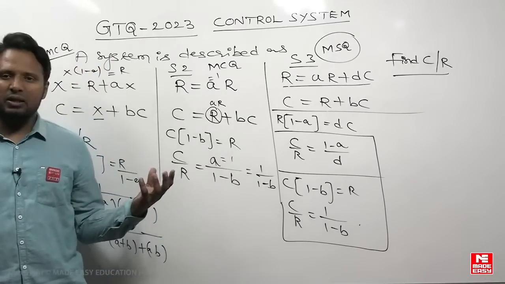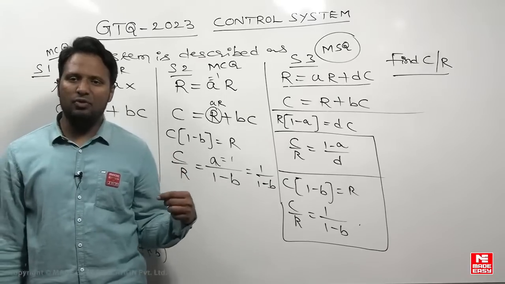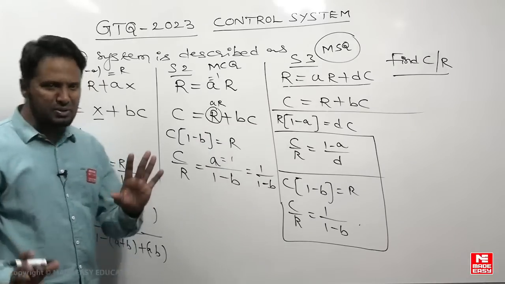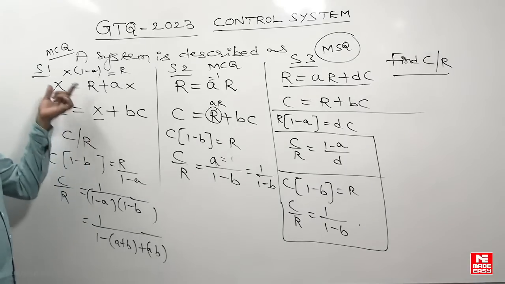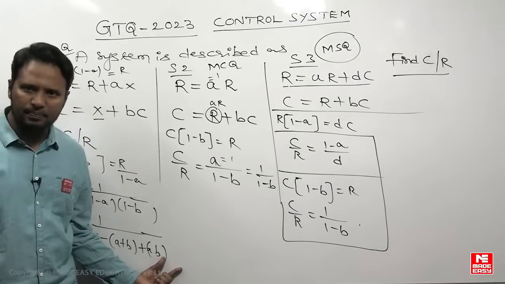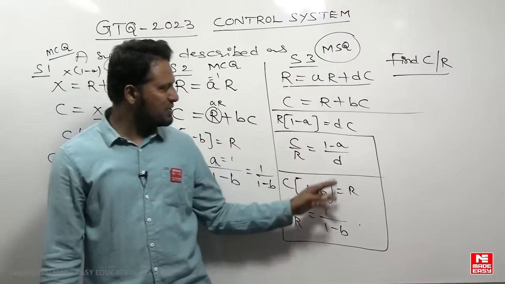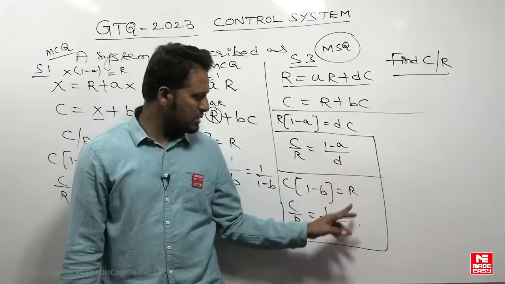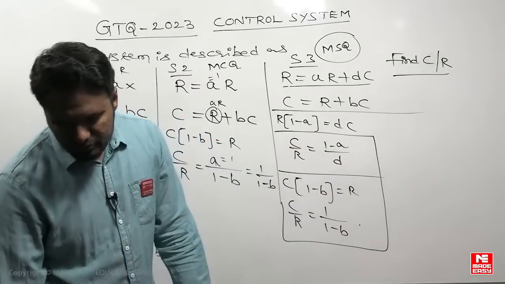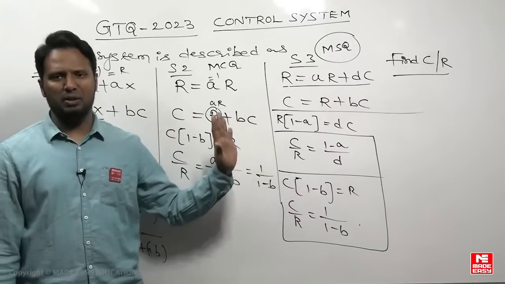Now, let us understand the real story behind this by getting the signal flow graph of it and applying the Mason formula and realize what exactly they mean. So, I want you to remember these answers. Hope you might have noted them. For this first system, it is 1 by 1 minus of A plus B plus AB. For this second system, it is 1 by 1 minus B. For this third system, we have got two answers, 1 minus A by D as well as 1 by 1 minus B. Two answers are coming. Hope you have noted and you have copied this.